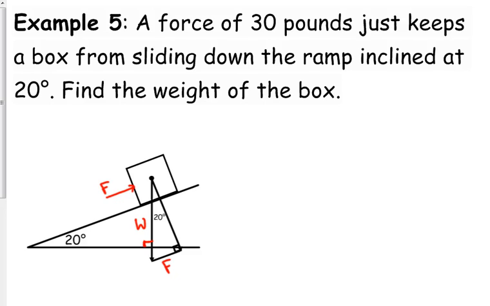So, we've got a little right triangle right here. So, in relation to this angle, what side is the force? The opposite. What about the weight? The hypotenuse. So, which trig function are we talking about? Sine. The sine of the angle is equal to the force over the weight, the opposite over the hypotenuse. That is all you have to know about these products. If you see an inclined ramp or whatever, this is the setup. The sine of the angle is force over weight.